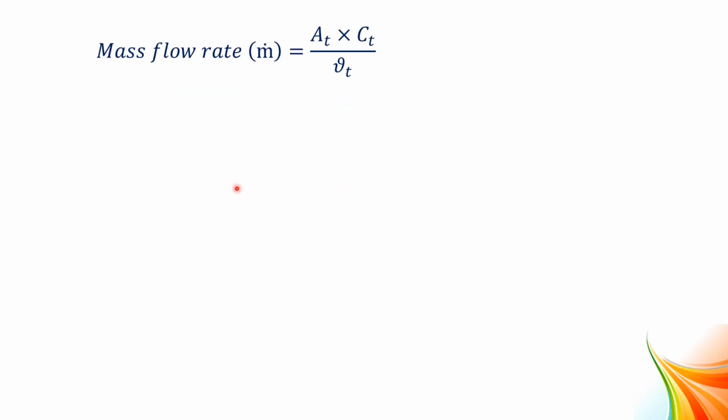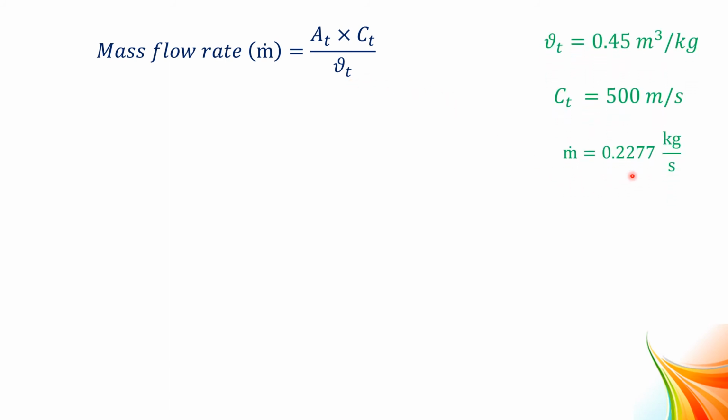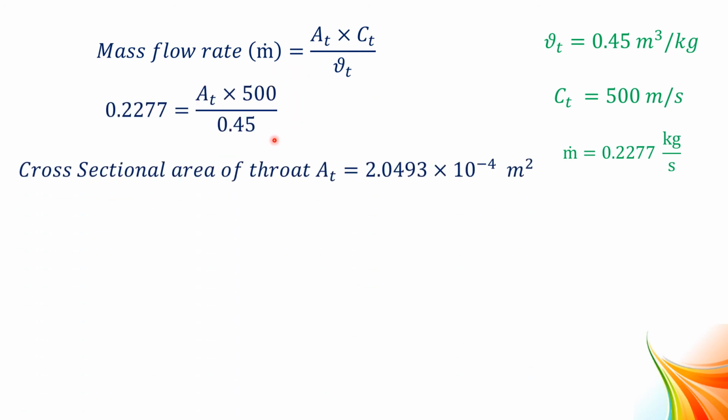Now we know mass flow rate m dot equals At Ct divided by Vt. The mass flow rate is given in the problem, which is 0.2277 kilogram per second. The Ct value we have calculated, which is 500 meters per second, and the Vt value we have obtained from the Mollier diagram, which is 0.45 meter cube per kilogram. Now substituting these three values in the mass flow rate equation, we get the unknown value At equal to 2.0493 into 10 to the power minus 4 meter square.